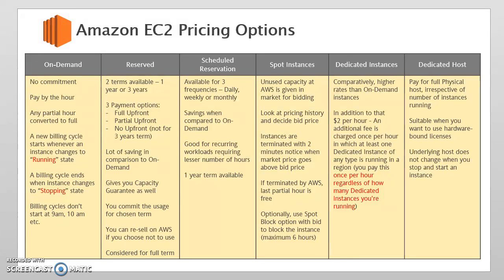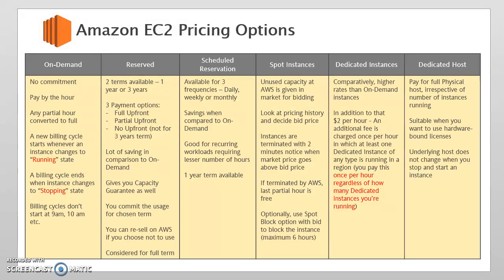In addition to the per hour rate, you also pay an additional fee of $2 per hour per region wherever you have any one dedicated instance running. Now understand, if you have more than one dedicated instance running in one region, you will pay $2 per hour only once. Okay, not per instance. It is per region if you have a minimum of one dedicated instance running there. I'll try to show it to you in the monthly calculator as well. Moving on, next is dedicated host.